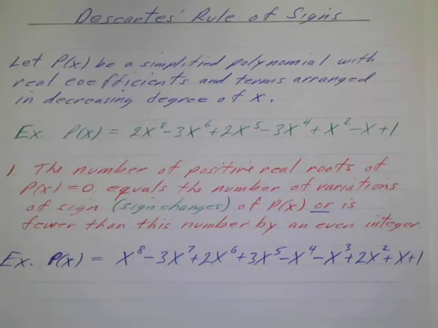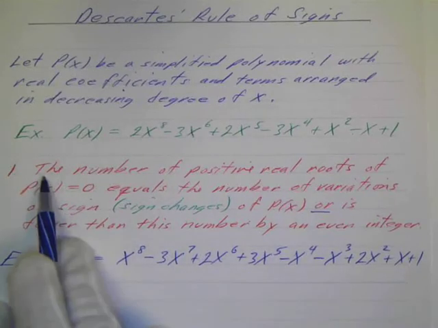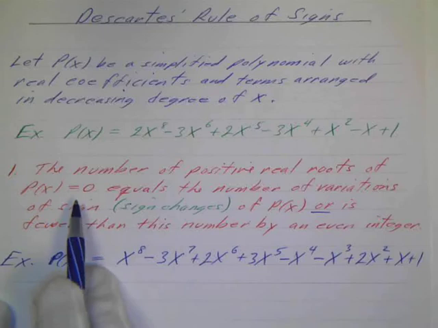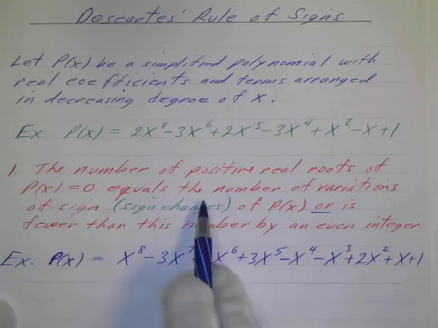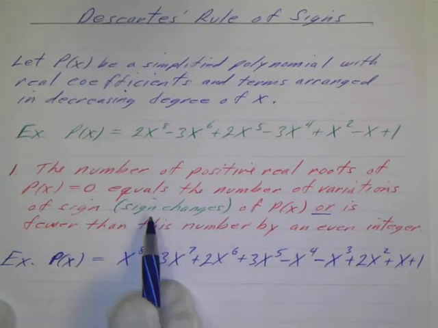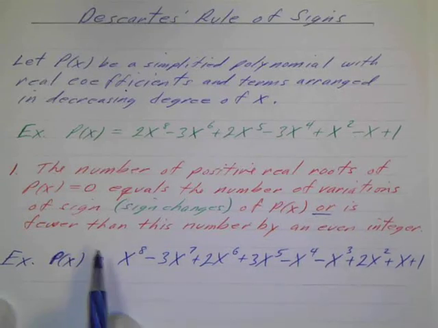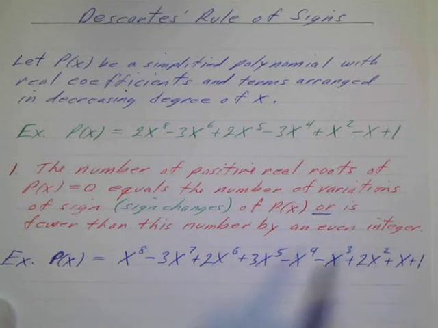Then we have two situations as far as telling us the number of positive roots we have. So number one, I'll give you some examples. The number of positive real roots of p of x equals 0 equals the number of variations of sign, that is sign changes, of p of x, or is fewer than this number by an even integer. So here's an example of what we mean.